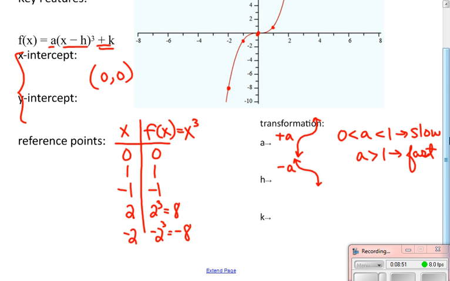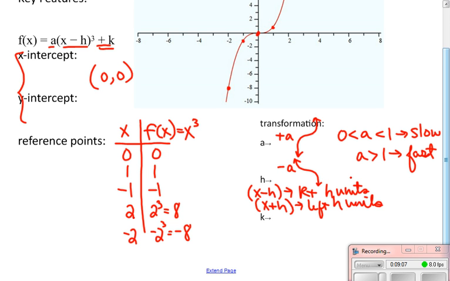H controls our right and left movement, so x minus h moves us right h units. X plus h is going to move us left h units. K still controls up and down, so positive k moves us up and negative k moves us down.